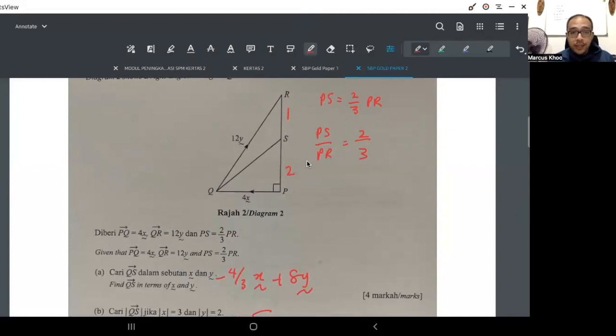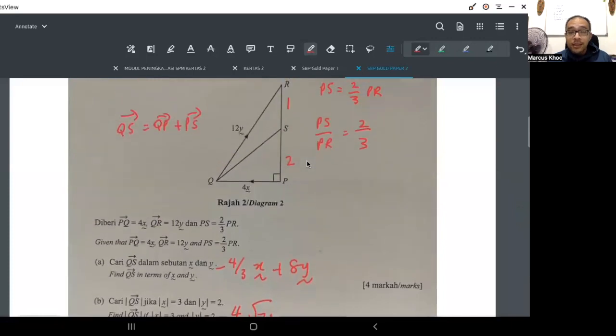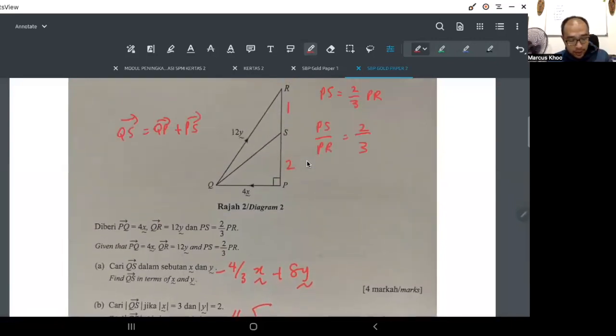Find QS in terms of y. There are many ways, but I guess QS can be QP plus PS. You will obviously have to find PR first, and then after that you find PS. That's why this is 4 marks, so it's a few steps. This will be QP plus 2 over 3 PR, because PS is 2 over 3 PR, so you can find PR.